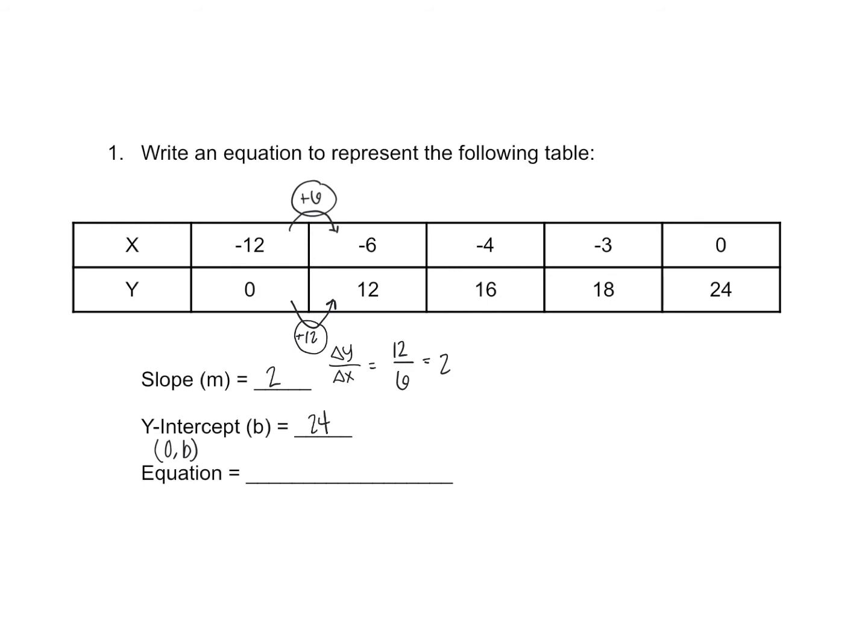So that's our y-intercept. Finally, all we need to do is plug these into our slope-intercept form for an equation, and we're going to write y equals 2 times x plus 24. And now we have our equation.